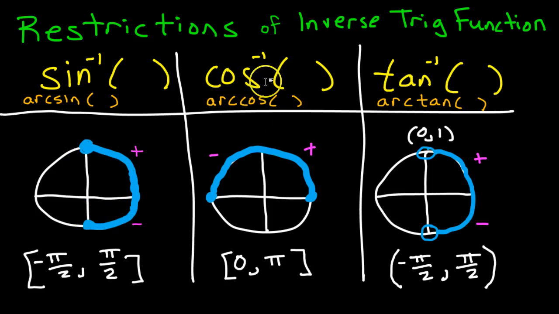For inverse cosine, also known as arc cosine, the answers can only be between 0 and pi, so the top part of the circle. And for inverse tangent, also known as arctangent, the answers can only be between negative pi over 2 and positive pi over 2, not including negative pi over 2 itself or positive pi over 2 itself, where tangent would be undefined. So the right side of the unit circle.